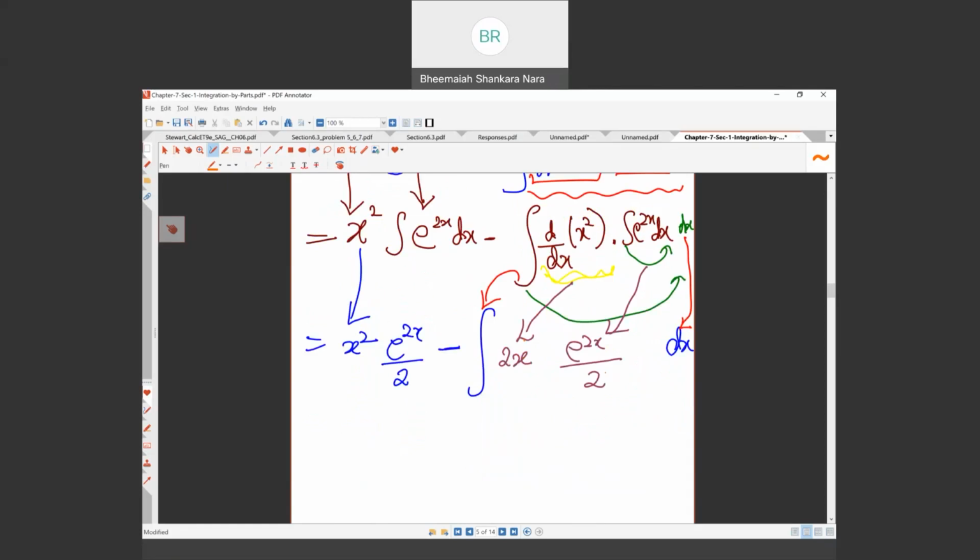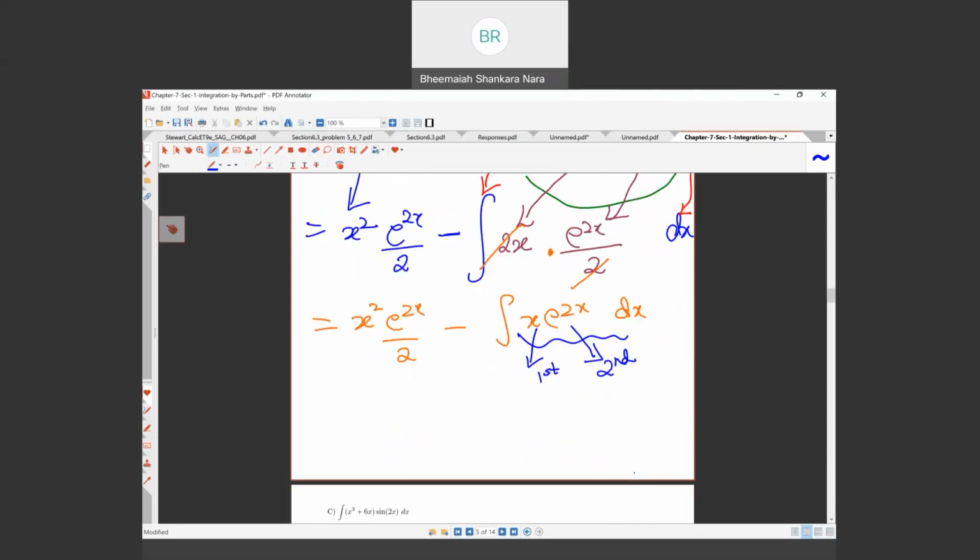This is the product of terms. You can cancel these two. So rewrite the term x square e to the 2x divided by 2 minus integral x e to the 2x times dx. Now again you see this is the product of two functions. The first one is the algebraic function. The second one is the exponential function. You have to do integration by parts once again.